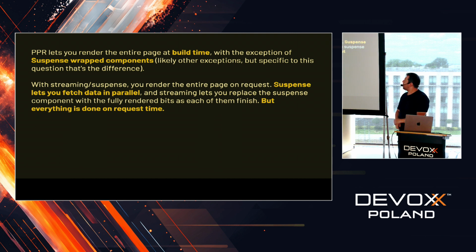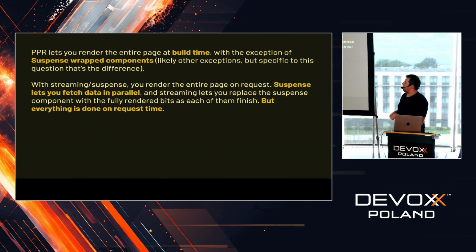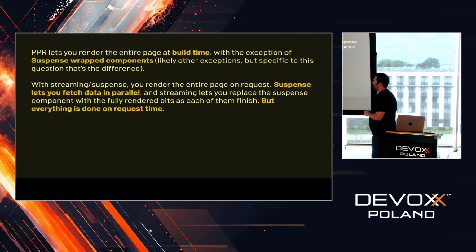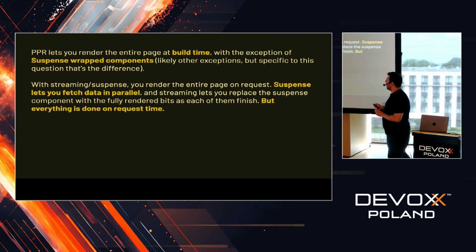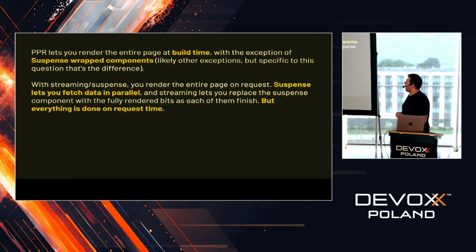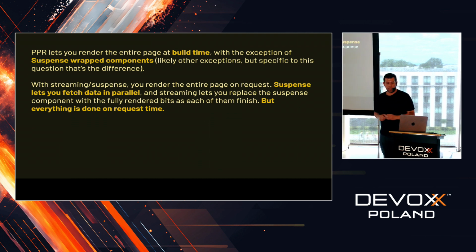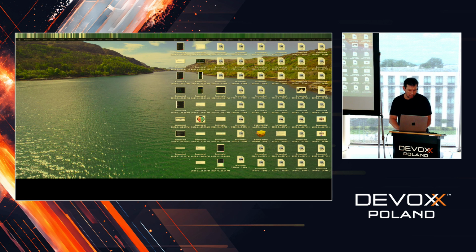So Suspense will wrap our components and allow us to fetch data in parallel, and streaming lets you replace the Suspense component with the fully rendered bits as each of them finishes. But everything is done at request time. So, one demo, the last demo, from the creators of Next.js.